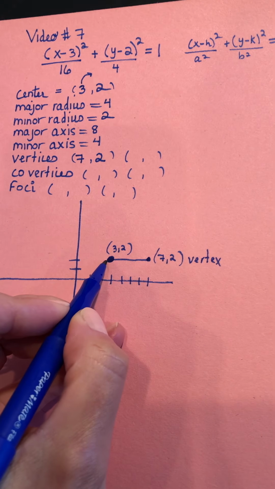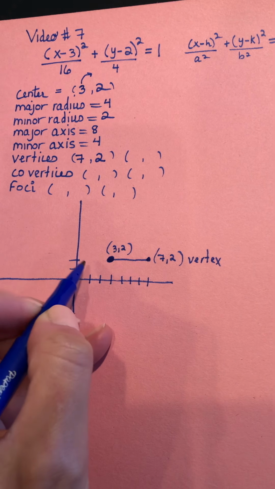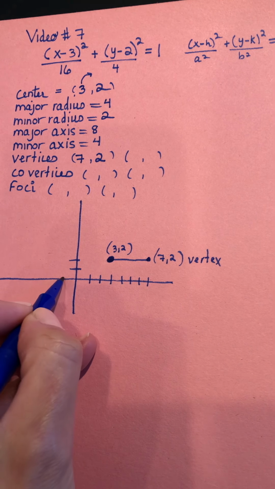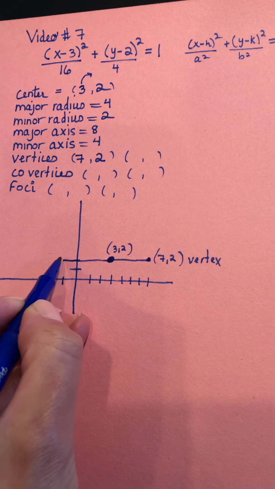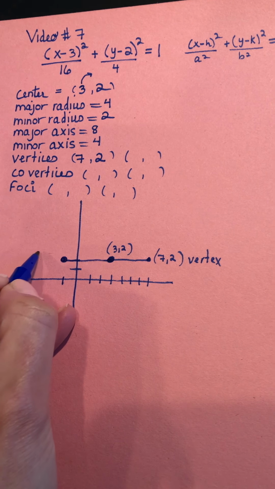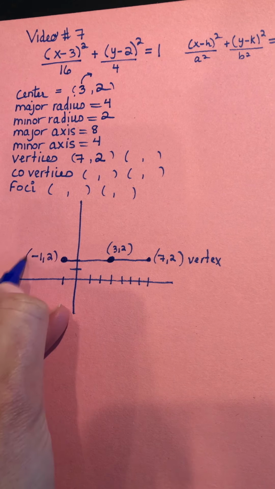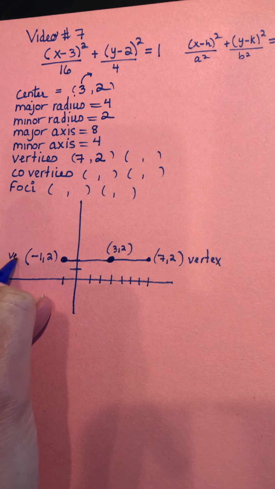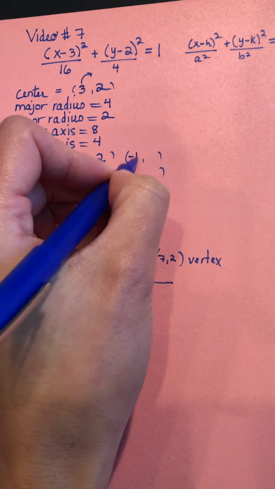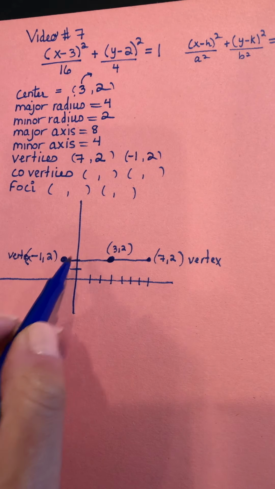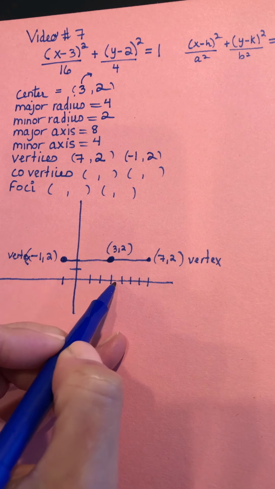Okay, and then I have to go 4 units in the other direction. And if I start at positive 3, you can see that's going to land me at -1. So -1, 2 is my other vertex. Okay, so -1, 2.